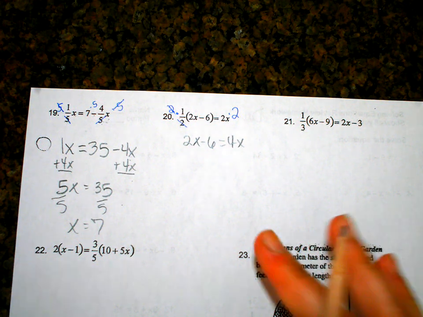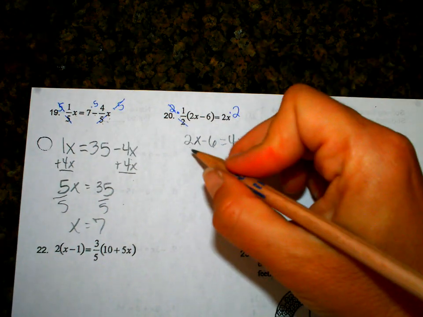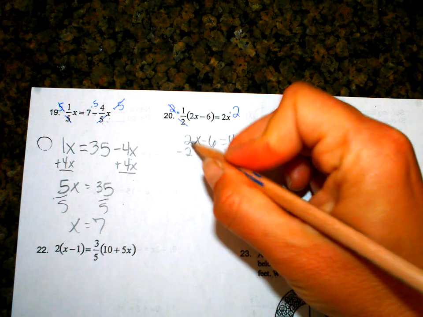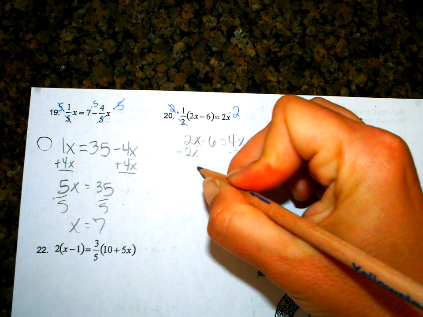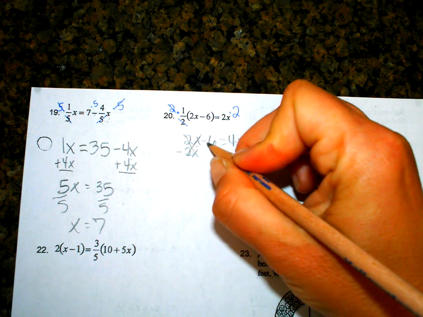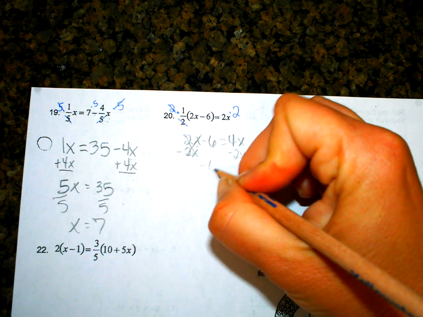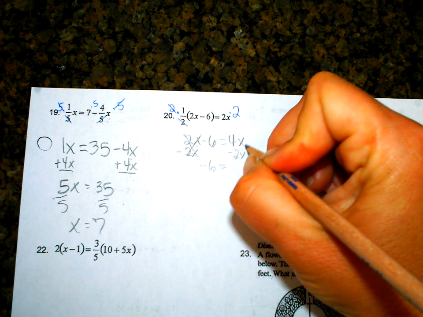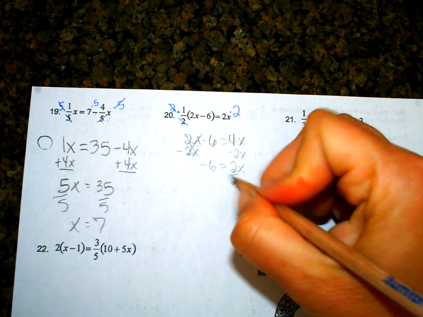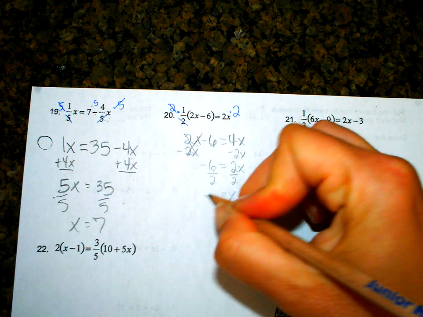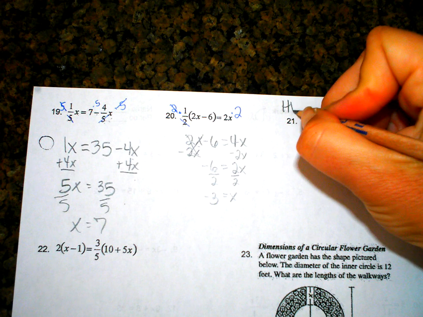Okay, then get the x's together. So the smaller x I'll move over. There's still a negative in front of the 6. 4x minus 2x. Divide by 2. Okay, I want you to do 21 for homework.